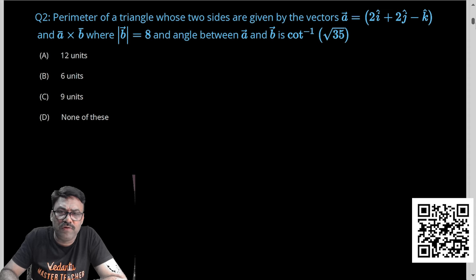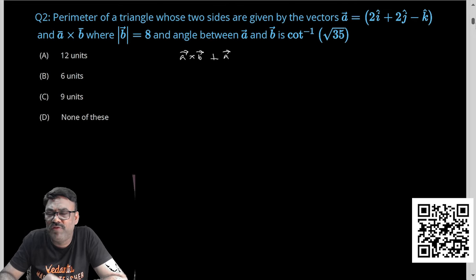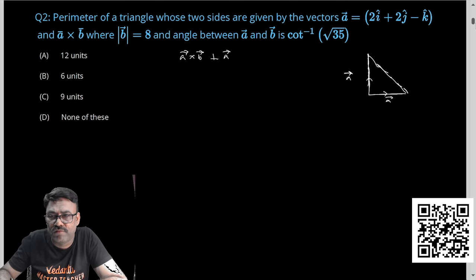Now it is very obvious that this vector A cross B is perpendicular to A. A cross B is a vector which is perpendicular to both A and B. They are saying that these two vectors, A cross B and A, are the sides of a triangle. So of course this triangle will be a right triangle, because A cross B and A are perpendicular vectors. So this will be a right triangle like this. This vector is, let's say, A, and this vector is A cross B.